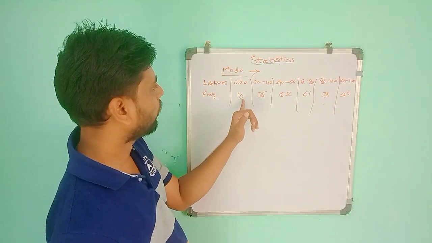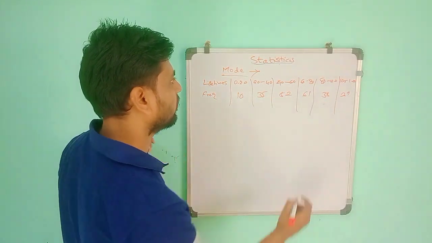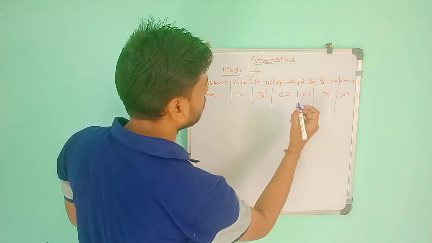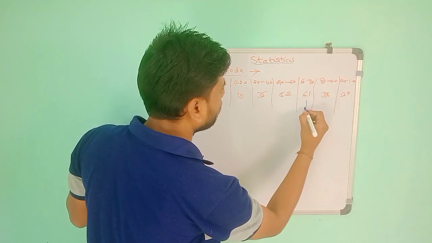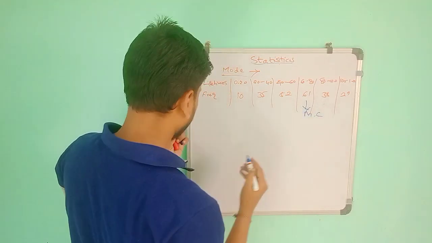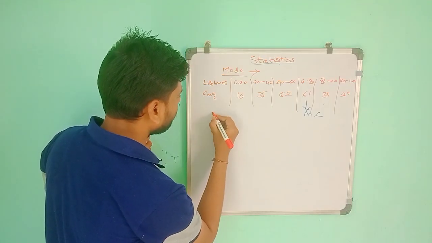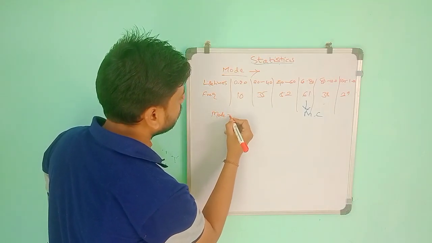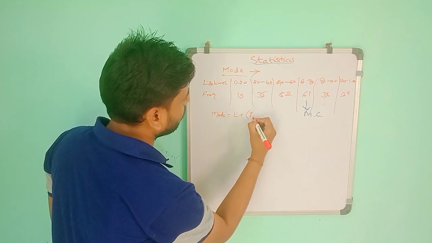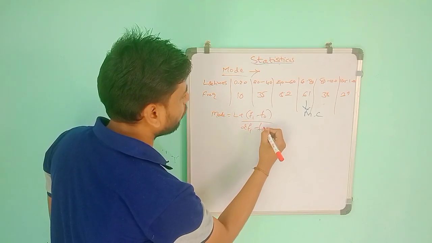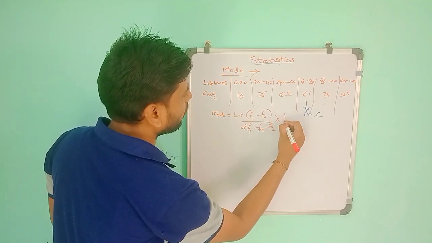The maximum value, if you compare, 61 is the maximum. So 61 is the modal class. So the formula is mode is equal to L plus (F1 minus F0) divided by (2 F1 minus F0 minus F2) into H.